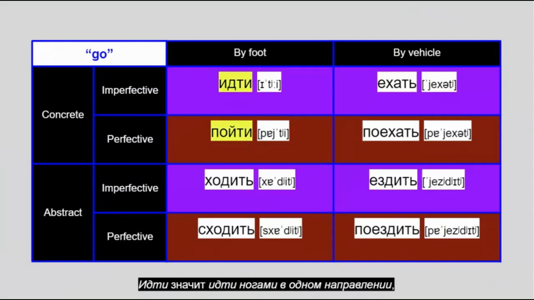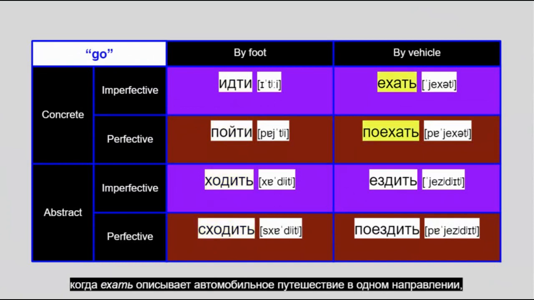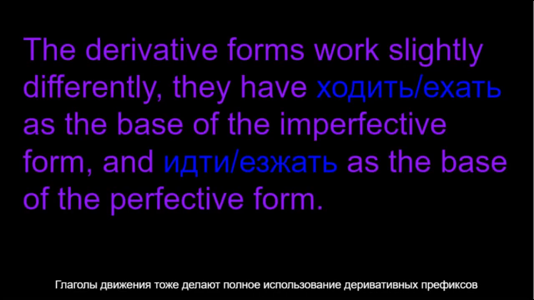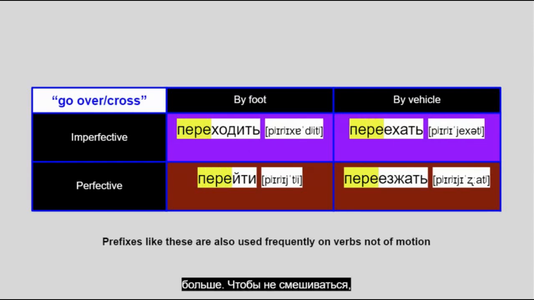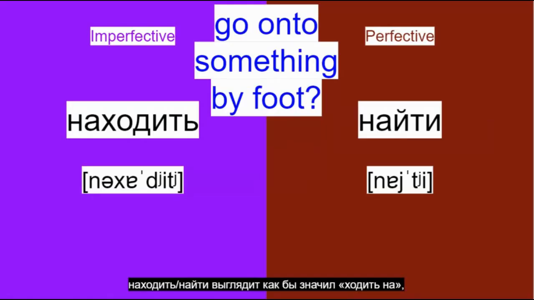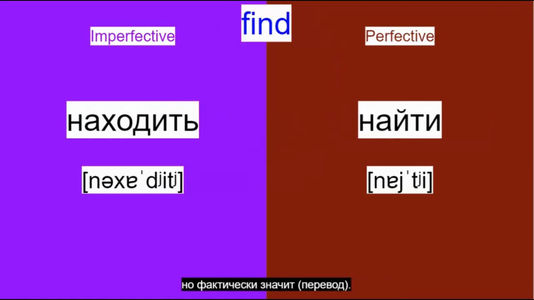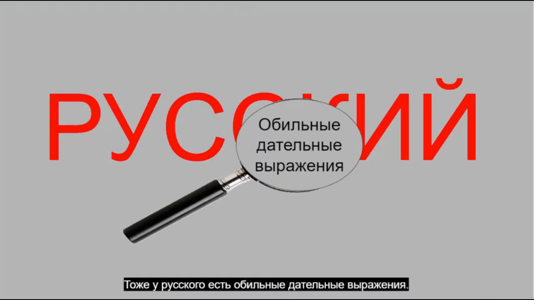Ichi means go by foot in one direction, while chodit is also on foot but not in one direction, while yechat describes vehicle travel in one direction, and yezdit also indicates that you're in a vehicle but allows for a return trip. The verbs of motion also make full use of derivative prefixes to describe more about the motion, like in, out, over, etc. Not to be confused, nachodit looks like it would mean go on, but it actually means find.